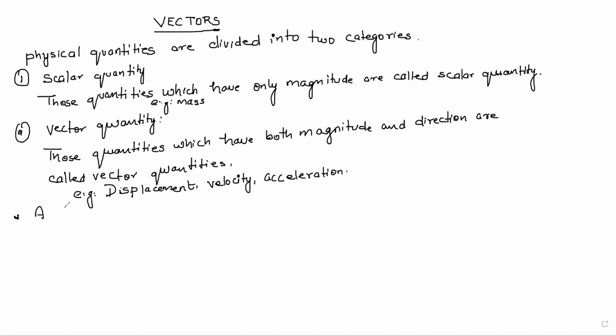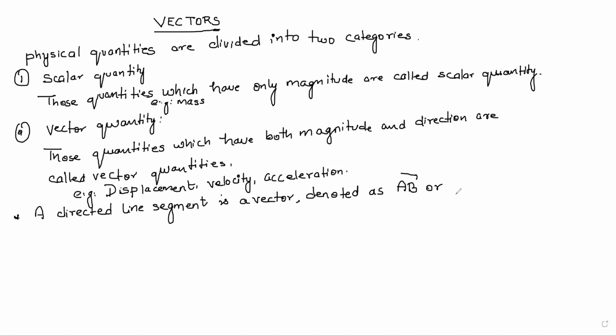Okay, next is our directed line segment. Directed line segment is a vector denoted as AB or simply as this, and read as vector AB or vector A. So what does this mean?